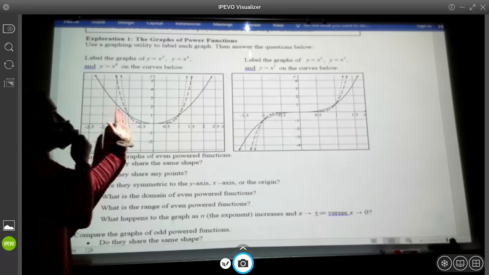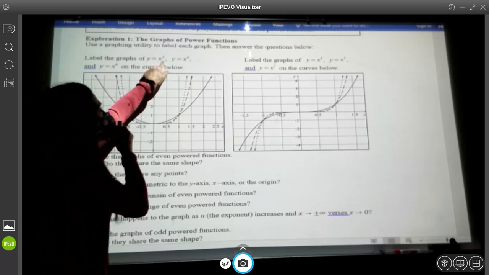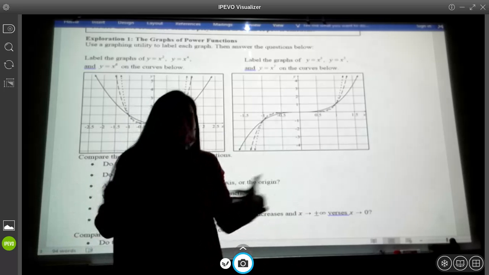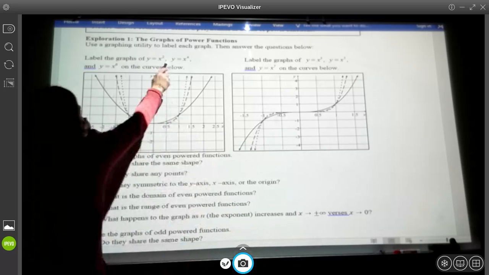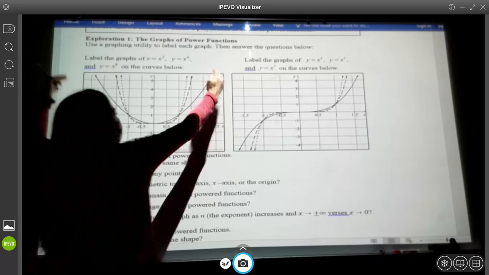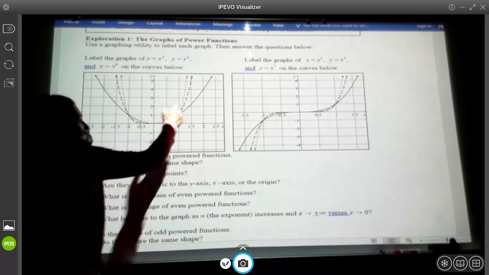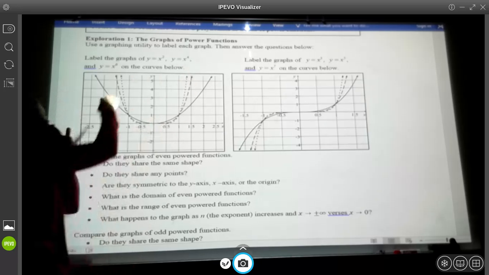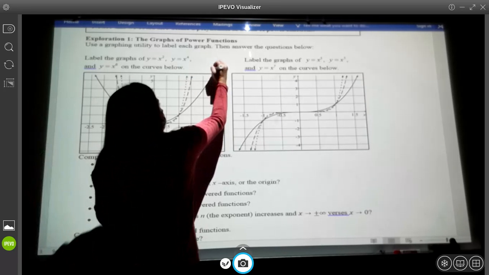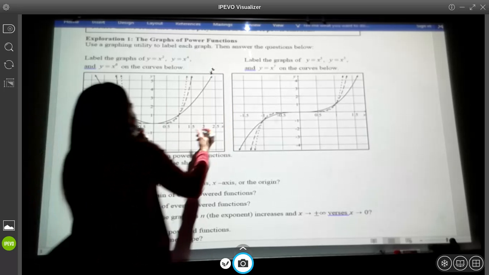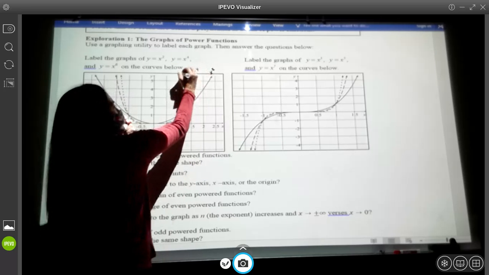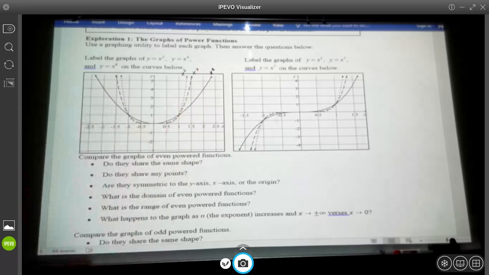So guys, I hope you realize that as the power gets higher and higher, obviously the bigger numbers you're going to get more and more quickly. So the higher the power, the steeper or faster it's going to be. So the widest one is going to be the lowest power. The skinniest one is going to be the highest power because it's creating the biggest numbers the fastest. So this is the graph of y equals x squared. This is the graph of y equals x to the fourth. And this is the graph of y equals x to the sixth.